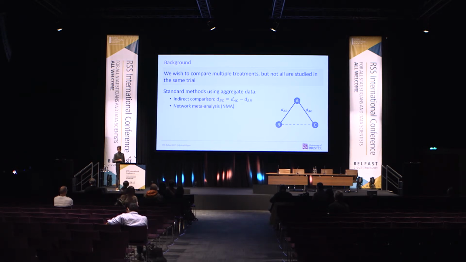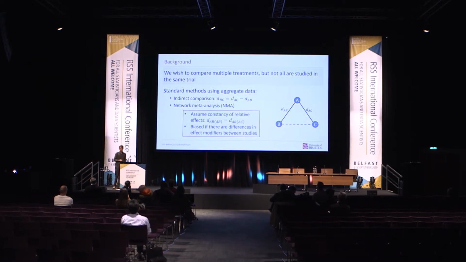A simple scenario that we might have is an A-B trial comparing treatments A and B, and an A-C trial comparing treatments A and C. And then the standard approach to compare treatments B and C would be an indirect comparison. We take the relative A-B effect and the relative A-C effect and take the difference. And the generalization of this to larger networks is known as network meta-analysis.